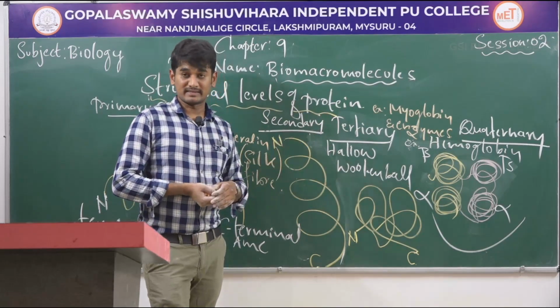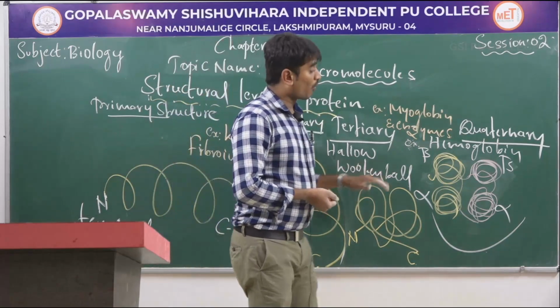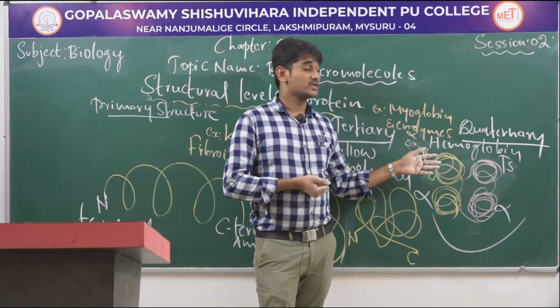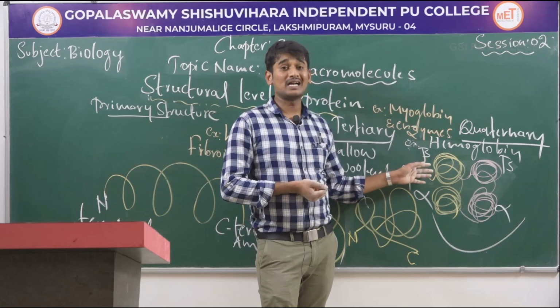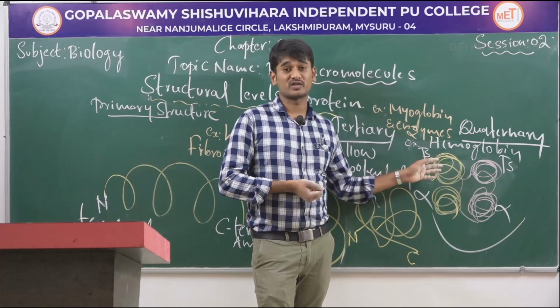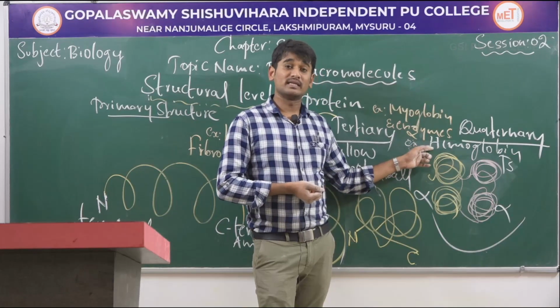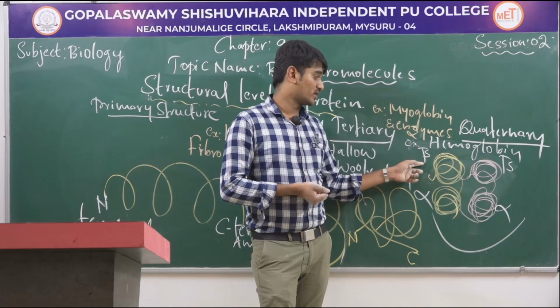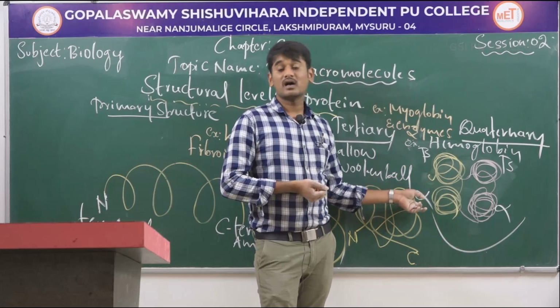Example, myoglobin and enzymes. In quaternary structure, one more polypeptide chain is added to form the quaternary structure, and each chain functions as a subunit of protein. Example, hemoglobin. The hemoglobin contains two kinds of subunits. One is beta, another one is alpha.